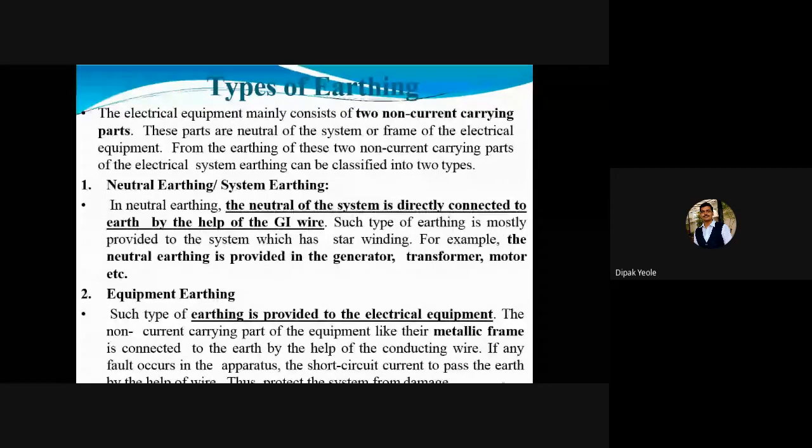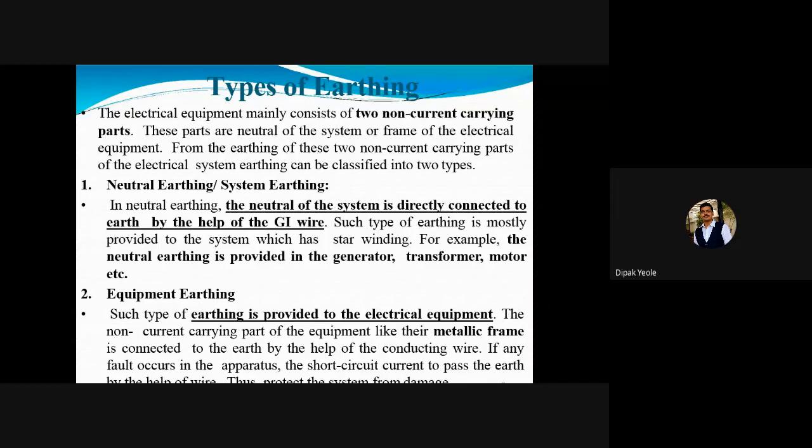First is neutral earthing. I already told you we can use the ground as neutral. So this is called neutral earthing, or it is also called system earthing. And the second is equipment earthing. The name indicates itself. In neutral earthing, the neutral of the system is directly connected to the earth.